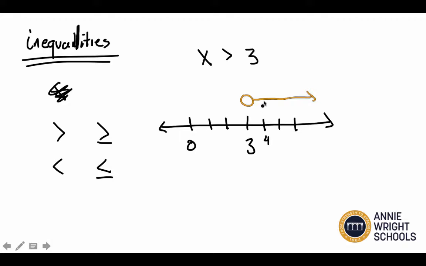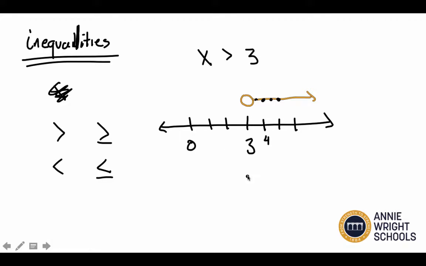Right here is the number 4. 4 is greater than 3. 5 is greater than 3. 4.5 is greater than 3. 3.5, 3.2, 3.1, all the way up to 3, but not including it, is greater than 3.